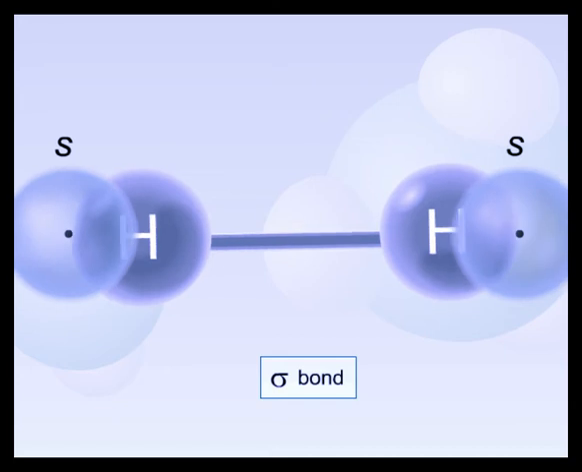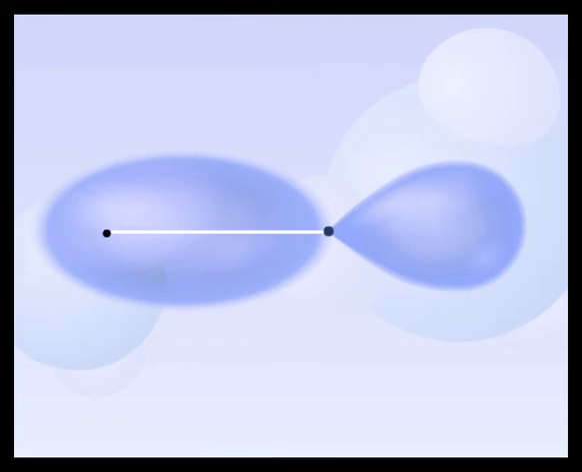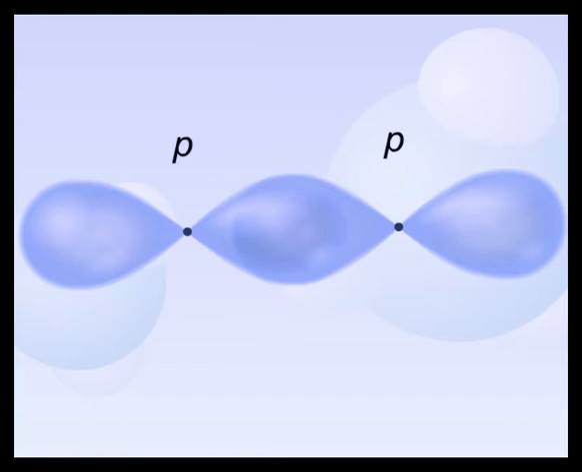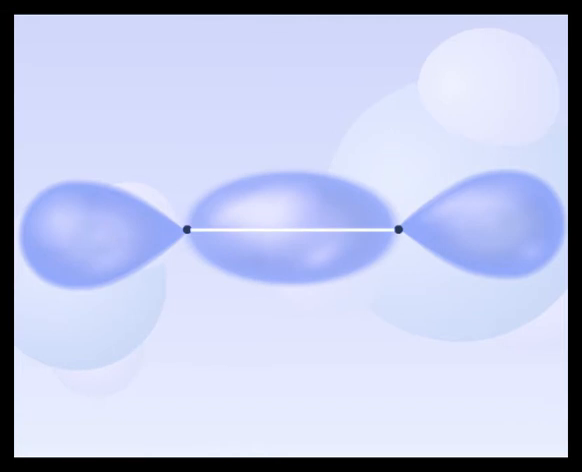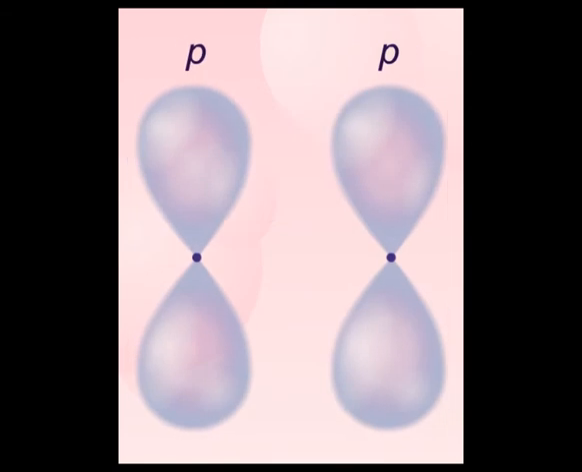A sigma bond is formed when two s orbitals overlap, for example, the hydrogen molecule. Or an s orbital can overlap with a p orbital, like in the case of HF. Or two p orbitals overlapping on the same axis will give you a sigma bond. A pi bond, on the other hand, will occur when there is sideways overlapping of the p orbitals. This will give you a pi bond.